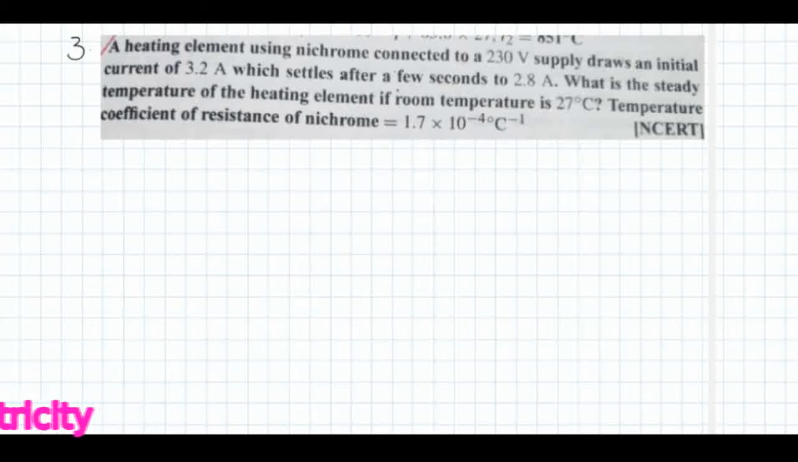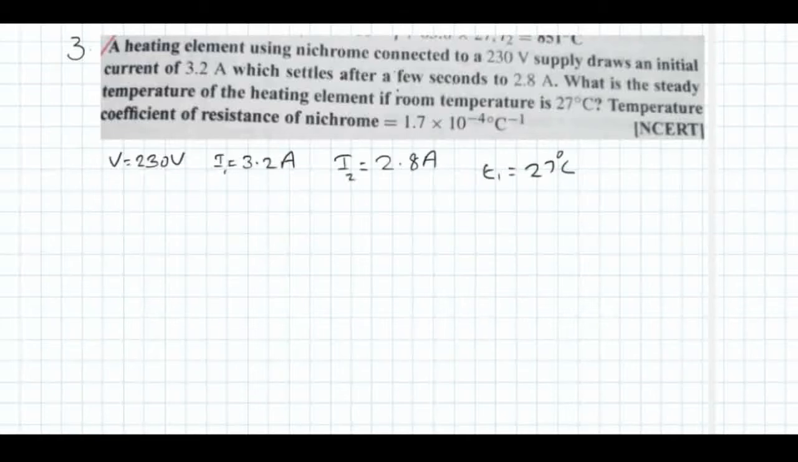Then our third question is: a heating element using nichrome connected to a 230 volt supply draws an initial current of 3.2 ampere which settles after a few seconds to 2.8 ampere. What is the steady temperature of the heating element if room temperature is 27 degrees Celsius? Temperature coefficient of resistance of nichrome is 1.7 into 10 power minus 4 per degree Celsius.